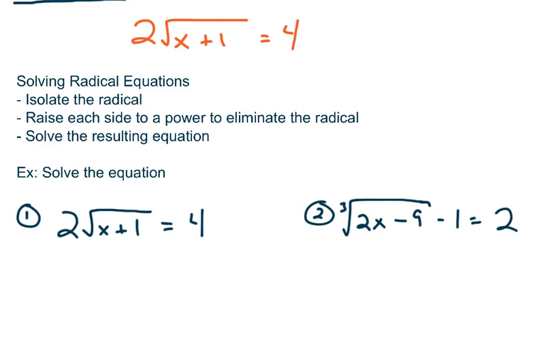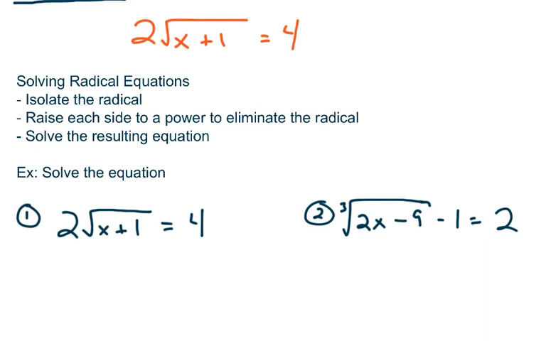Okay, so step number 1, isolate the radical. Get the radical by itself. So anything outside of the radical, whether it's in front or behind, needs to go away first. Once we do that, then we're going to raise each side to a power to eliminate the radical. So in this example here, number 1, we have a square root, so we would square both sides. In number 2, we have cube roots, so we'll cube both sides, things like that.